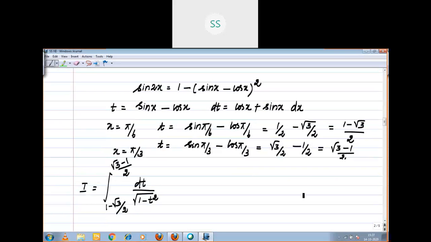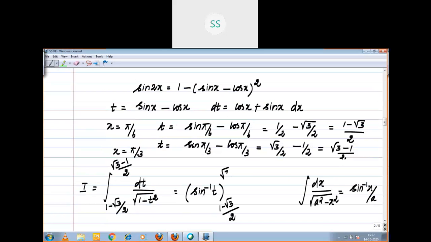Once again, I will show you the previous step. You have to listen carefully. See here, sin 2x I consider as 1 minus (sin x minus cos x) the whole square. Here I adapt the substitution t is equal to sin x minus cos x. Then sin 2x can be replaced by 1 minus t square. In the given integral it is a square root, so square root of 1 minus t square. Now it is converted into the standard form.